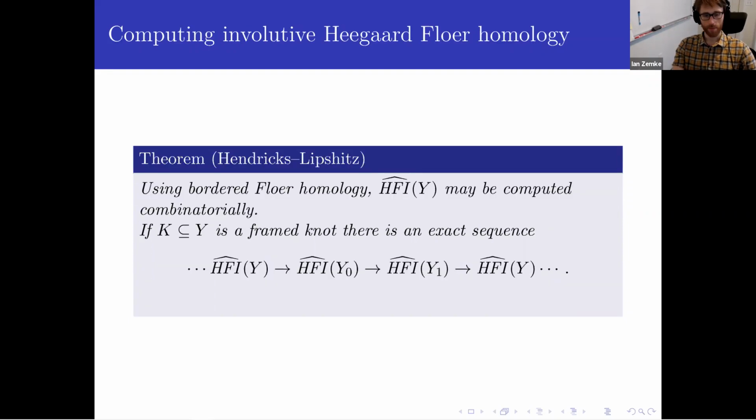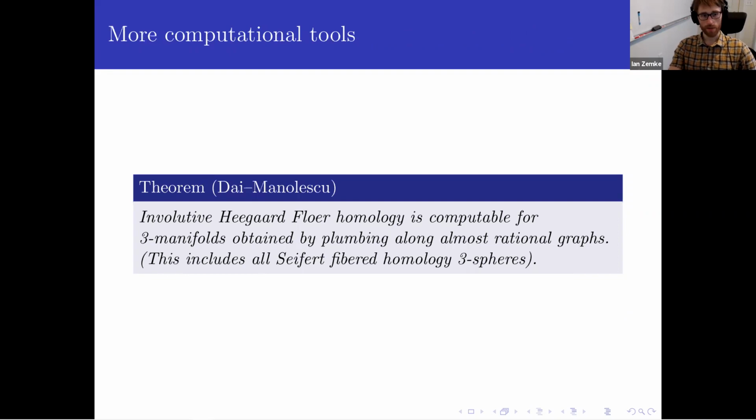Some more results. Dai and Manolescu proved that involutive Heegaard Floer homology is computable for 3 manifolds obtained by plumbing along almost rational graphs. And so for me, the only recognizable 3 manifolds here are the Seifert fiber homology 3 spheres, which all live in this family. So basically, Dai and Manolescu computed the Floer homologies of all Seifert fiber homology 3 spheres.